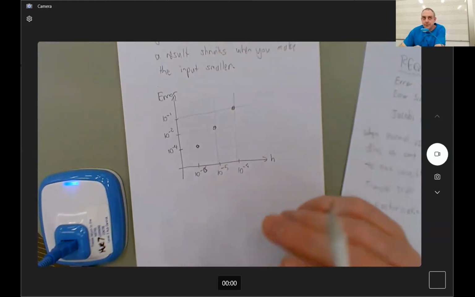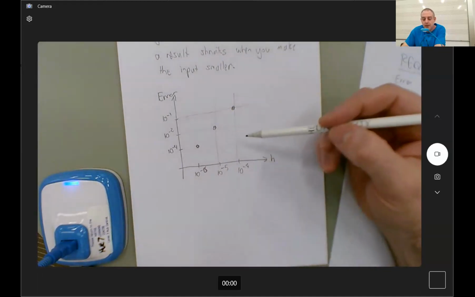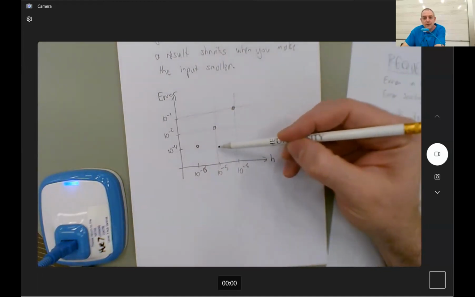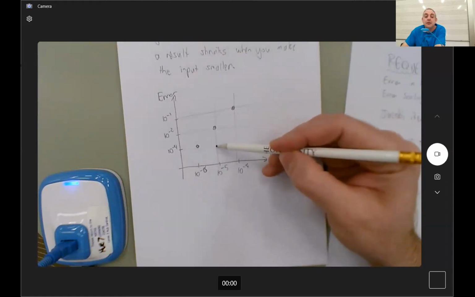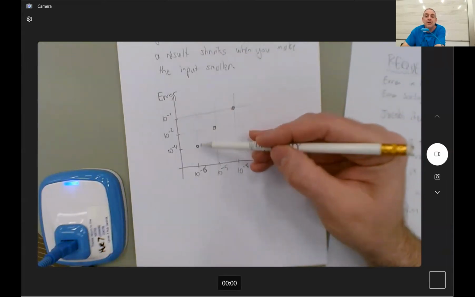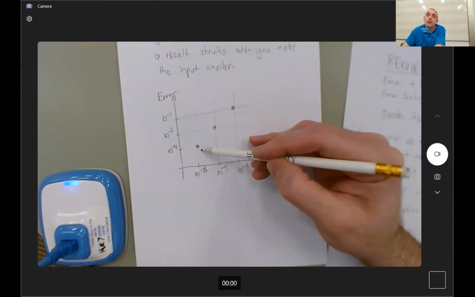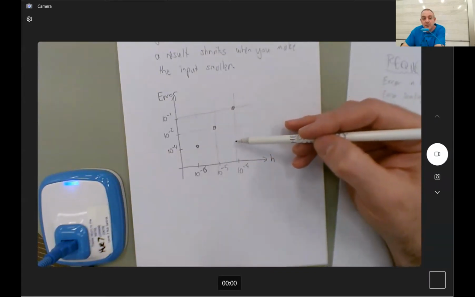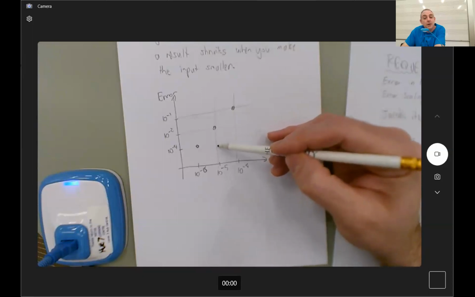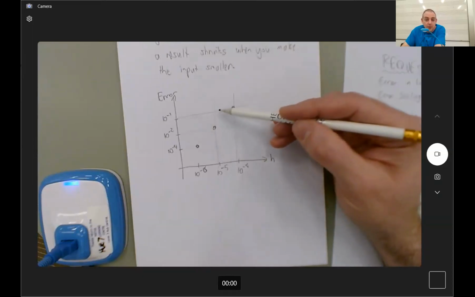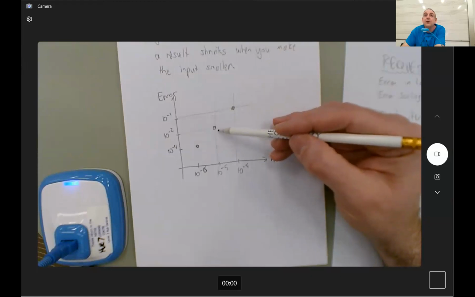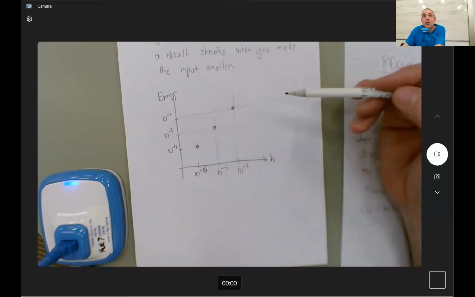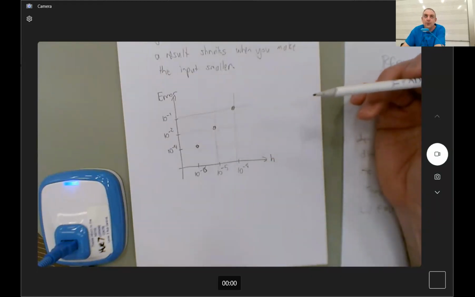And so as this h gets smaller by 10, so does the error. It's 10 times smaller going from 10 to the minus 4 to 10 to the minus 5, and it's 10 times smaller going from 10 to the minus 1 to 10 to the minus 2. And so this is big O of h to the 1.